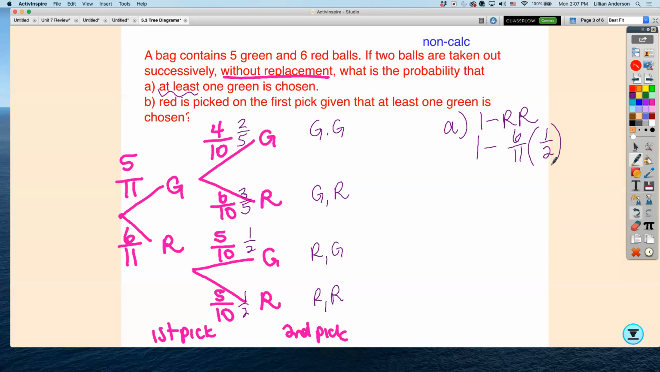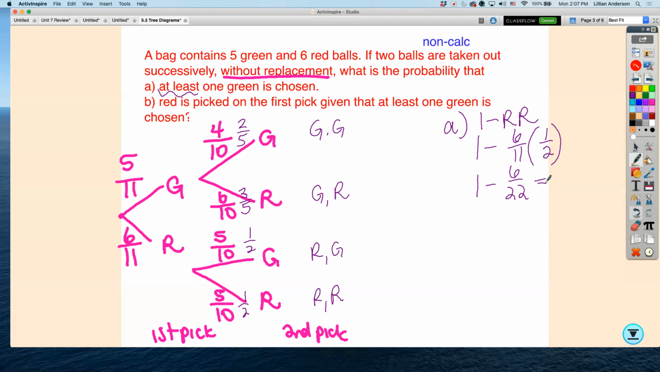Remember, anytime we go along the branches, we multiply. So the probability of picking red the first time was 6/11. Probability of picking red the second time was 1/2. So then that turns into 6/22. 1 minus 6/22 is what?